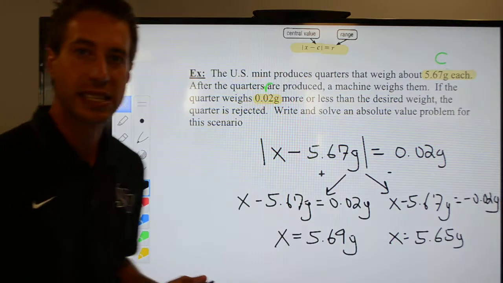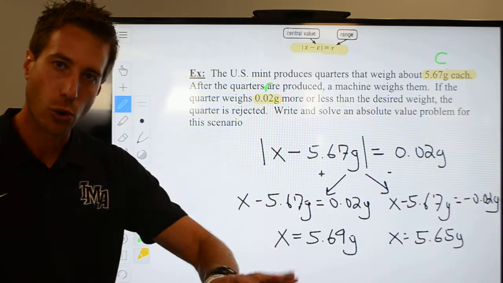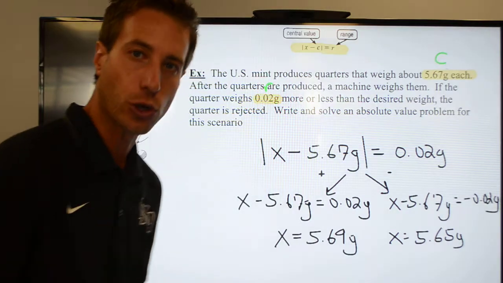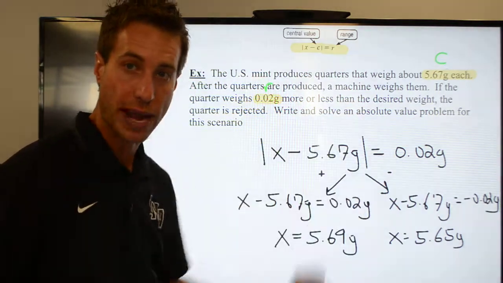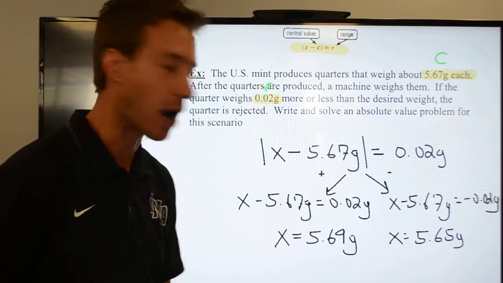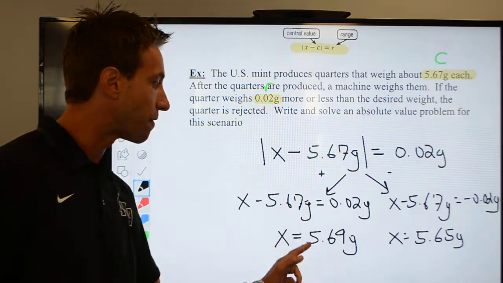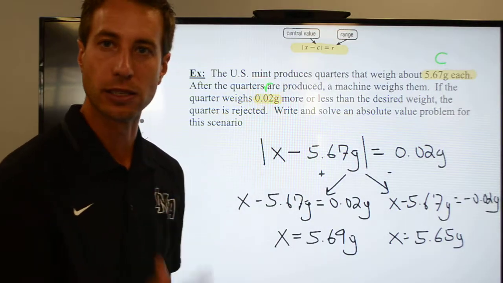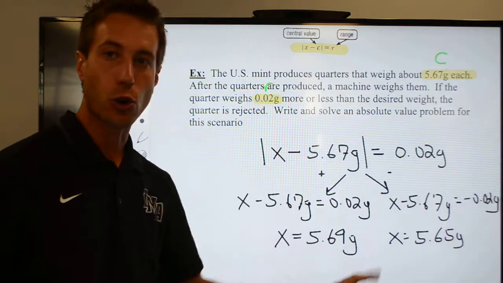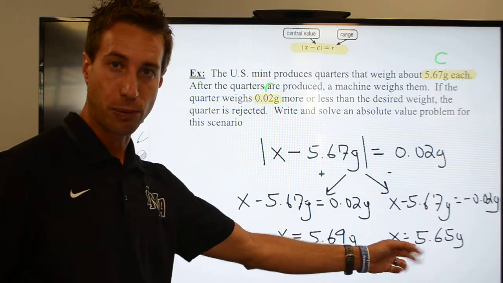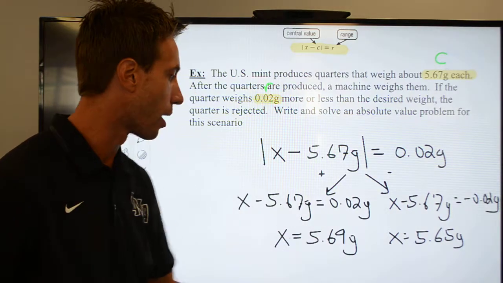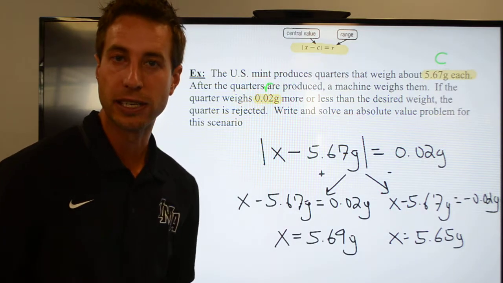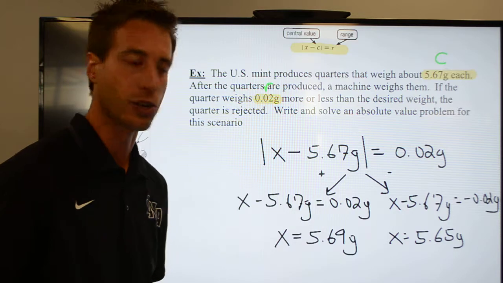Here's what this tells you. They're going to make quarters. Each of those quarters they make is going to be weighed by a machine. If the quarter falls anywhere in this range, 5.65 to 5.69 grams, it passes the test, makes it through, and gets into circulation. If the quarter weighs less than 5.65 or more than 5.69, the machine will discard the quarter. It'll be destroyed, and doesn't make it into circulation.